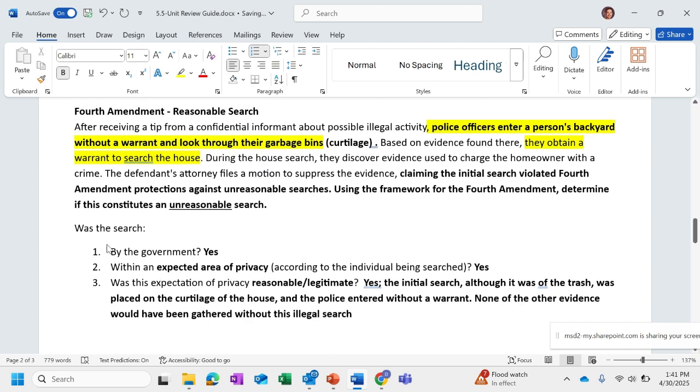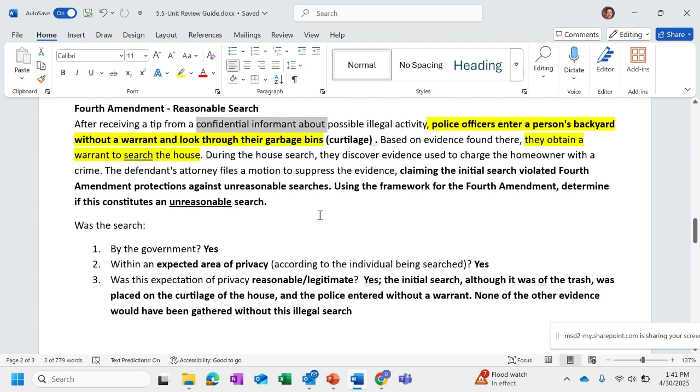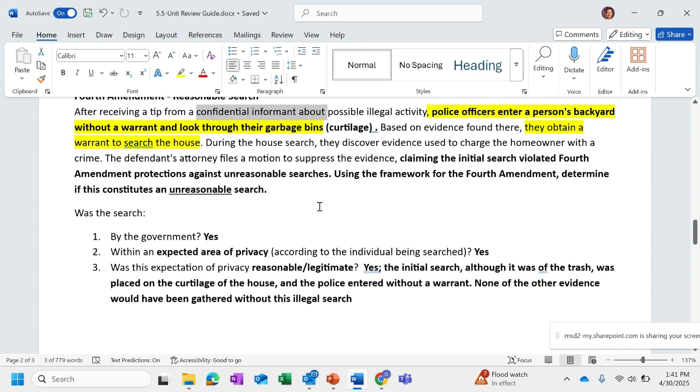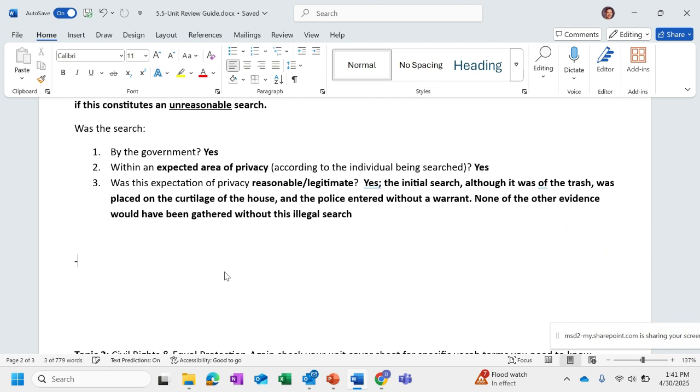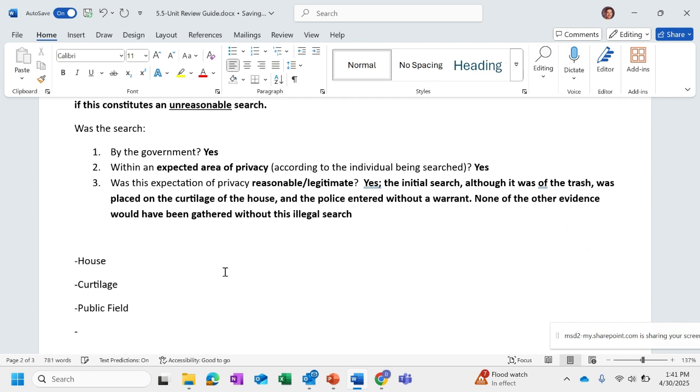So again, it's a tip from a confidential informant. That's not enough to enter someone's curtilage without a warrant. You could potentially try to get a warrant and persuade a judge you have enough information to do that search at that time. But if you don't, then you probably don't have enough reason to go into the curtilage. So again, the main places we talked about were the house, the curtilage, the area, your yard, the area around a public field. And we also discussed vehicles and cars.